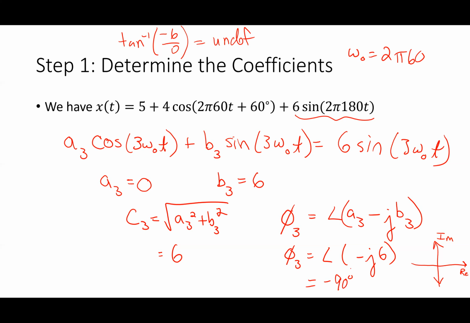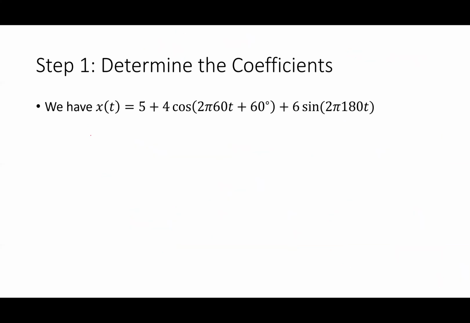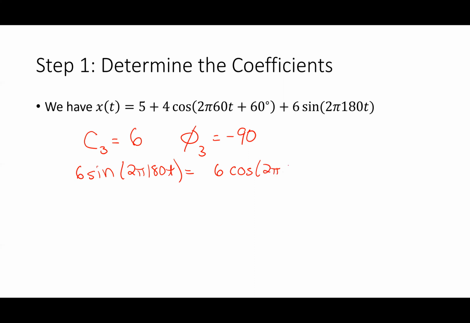Okay, so that tells me that C3 is 6, and phi 3 is negative 90, meaning that 6 sine of 2 pi 180t is 6 cosine of 2 pi 180t. In fact, I don't want to call it 2 pi 180. I'm going to call it 3 omega naught t minus 90 degrees. All right.